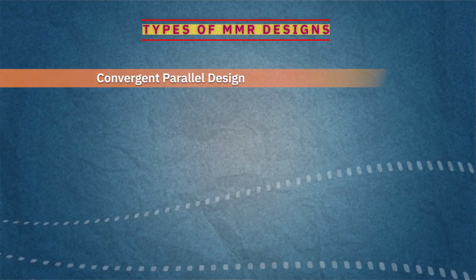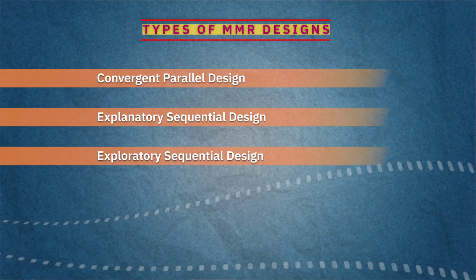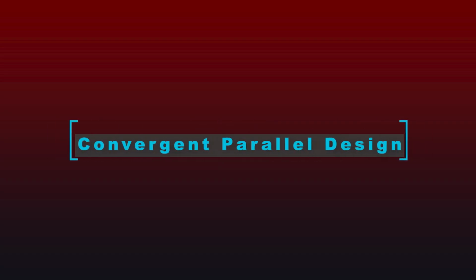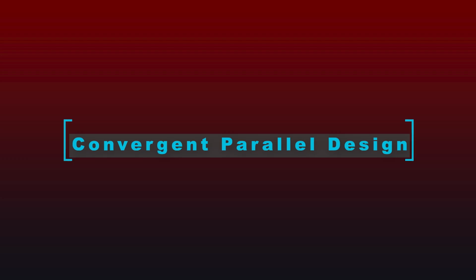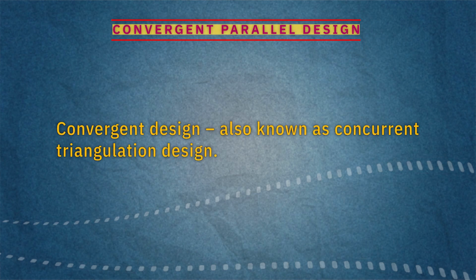Now, there are different types of mixed method research design. One is convergent parallel design. Then we have explanatory sequential design, exploratory sequential design, and embedded design. To begin with, let's start with convergent parallel design. Now, the convergent parallel design is also called concurrent triangulation design.